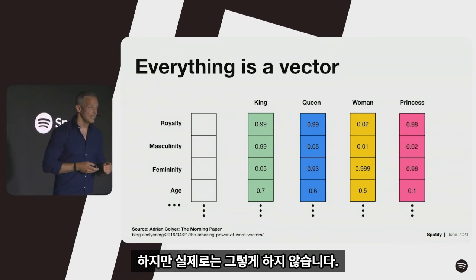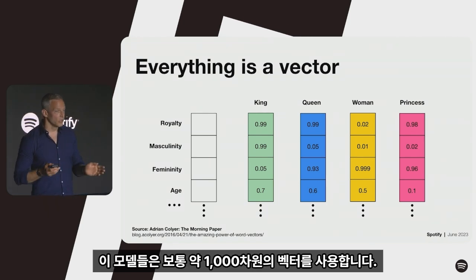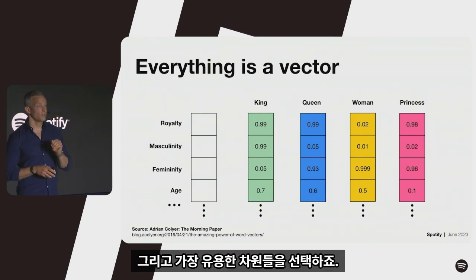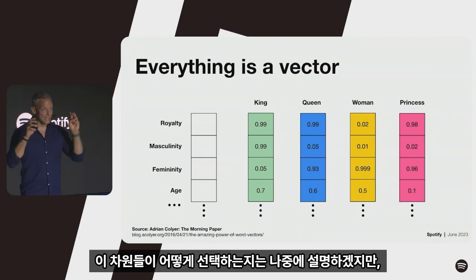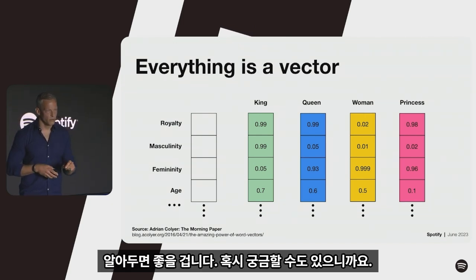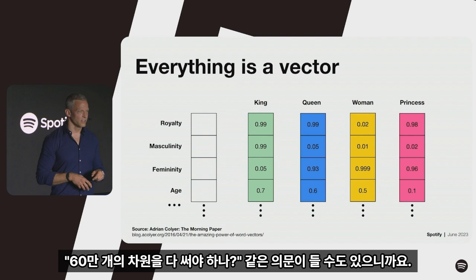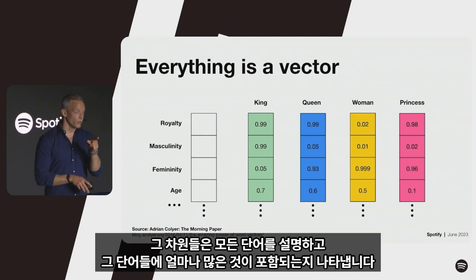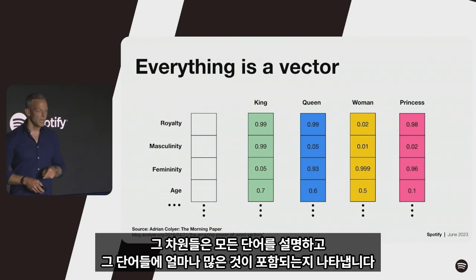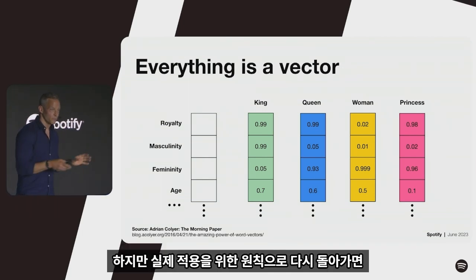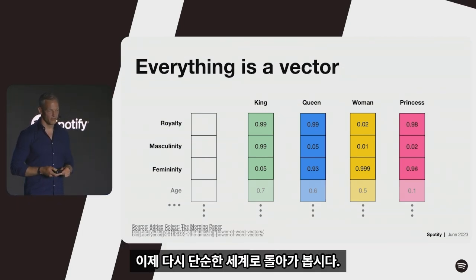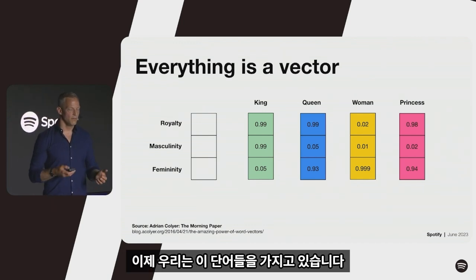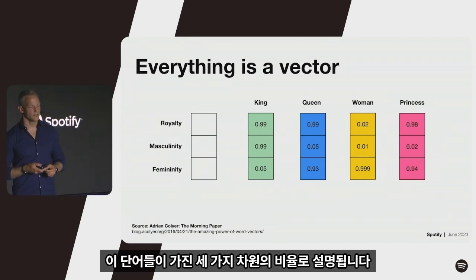And in reality, that's not how you do it. These models usually have about 1,000 dimensions, and they sort of pick the most useful dimensions. And I'll come back to how it picks them later. But it could be good to know if you're wondering, it seems unwieldy with 600,000. That's true. You would have about 1,000 dimensions that describe every word and how much of something is in those words. But for purposes of principles from practice again, let's go back to our simple universe where there are only 3 dimensions. So now we have these words that are described in how much they have of these 3 dimensions.